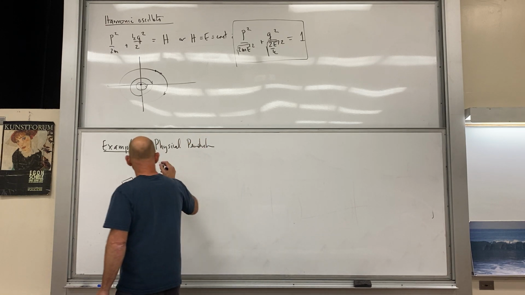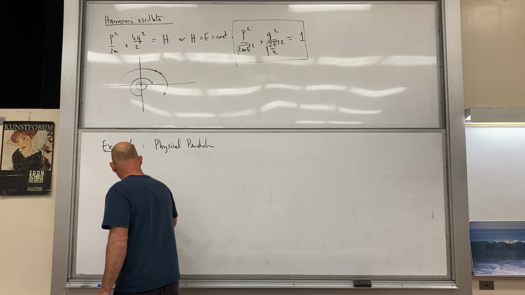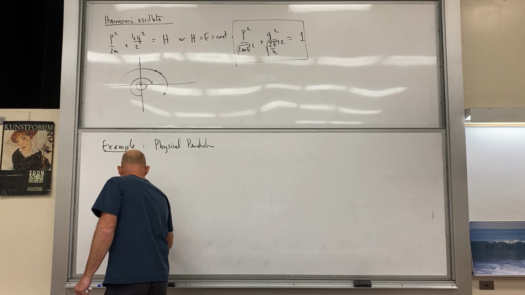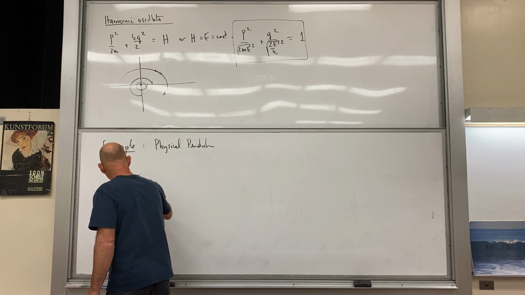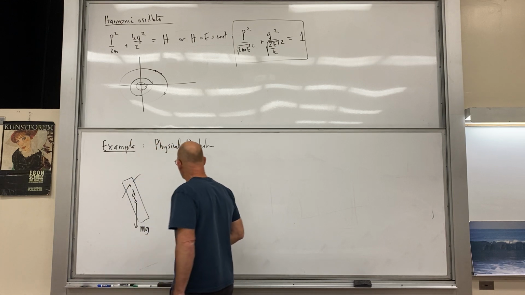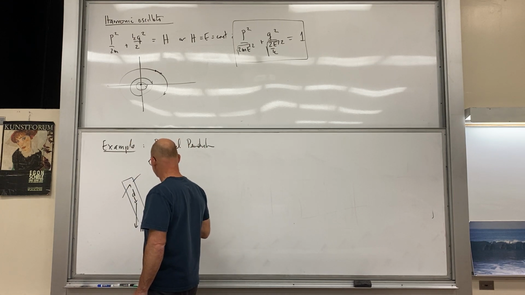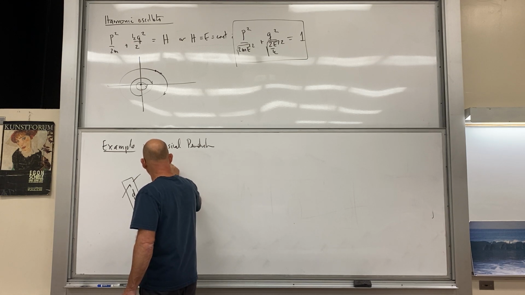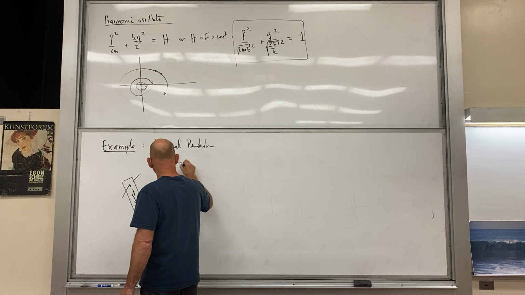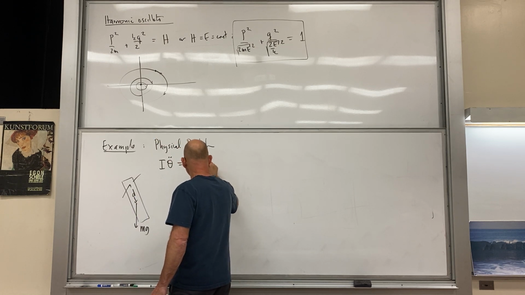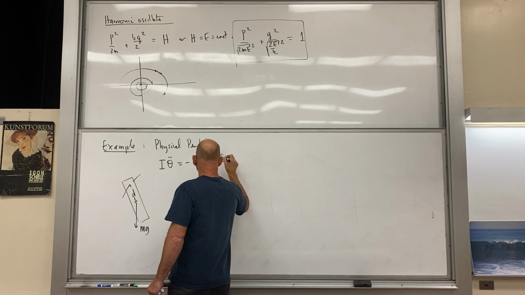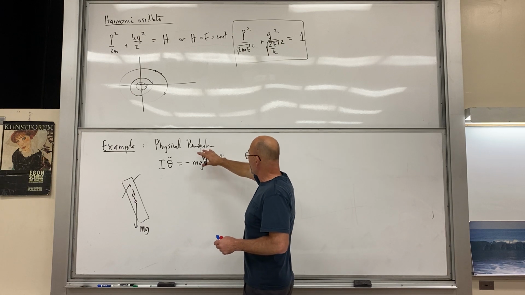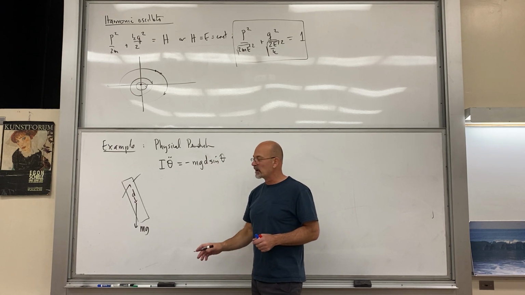So the Lagrangian. If we remember how this physical pendulum went, we had the mg, and we had a distance d here. So the equation of motion was I theta second derivative is equal to minus mgd sine theta. Well, we want to start with the Lagrangian. But we remember that was how we constructed the equation of motion.